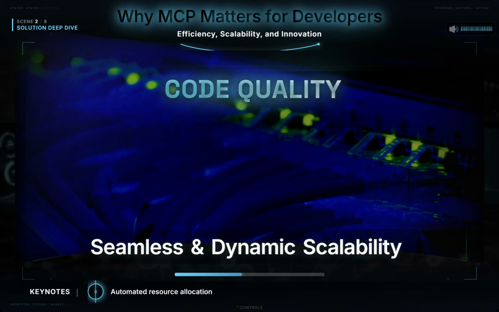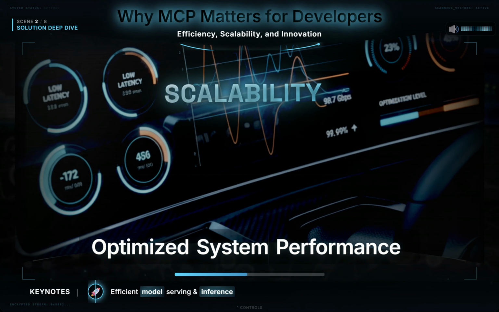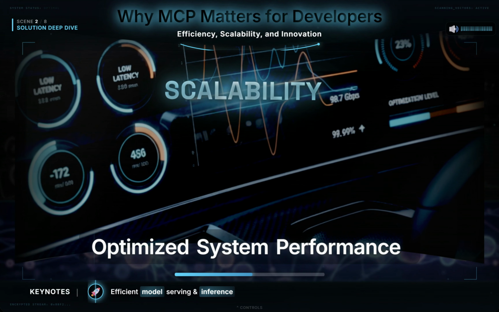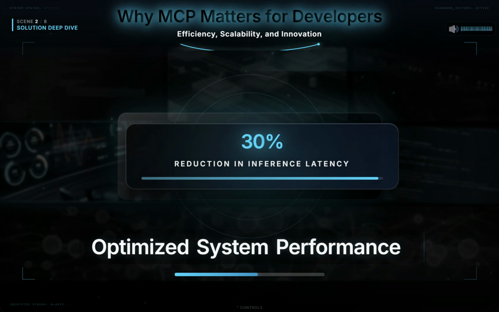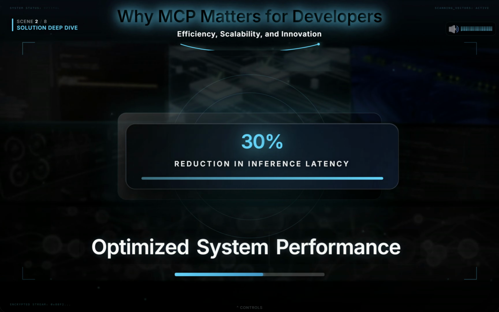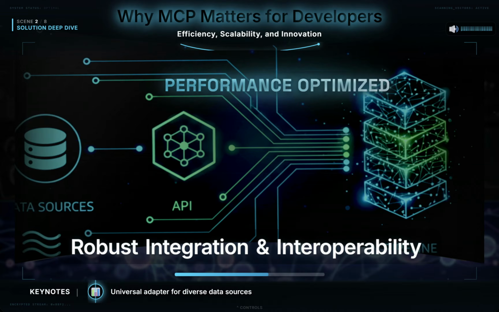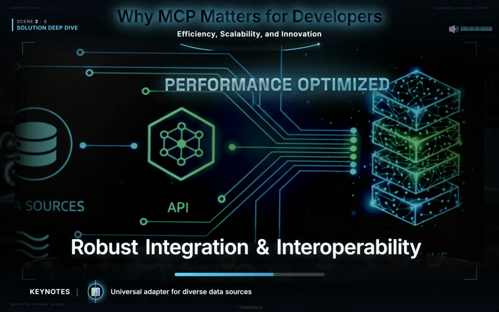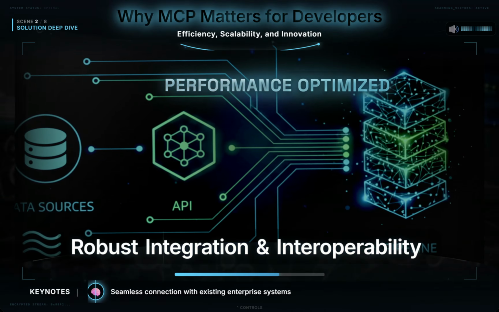In real systems, this shows up when a model trained on a small dataset suddenly needs to process real-time streams from millions of users. Without MCP, that's a frantic scramble to re-architect. With MCP, it's often just a configuration change, maintaining optimal system performance and resource efficiency. Beyond just performance, MCP offers robust integration capabilities. It acts as a universal adapter for diverse data sources, custom models, and existing enterprise systems, eliminating the usual headaches of interoperability and data silos. You're connecting complex pieces with far less friction.